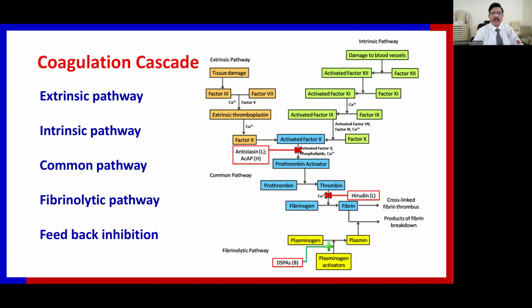The orange one is the extrinsic pathway, and the green one there is the intrinsic pathway. And then finally the common pathway, the blue one, and the yellow one is the total formation of clot. Okay, we have understood this till now. Now you see.